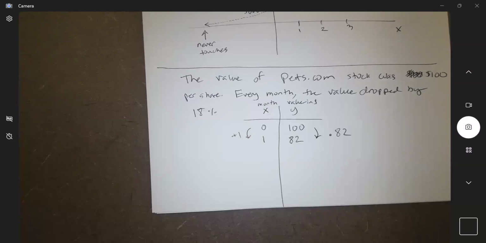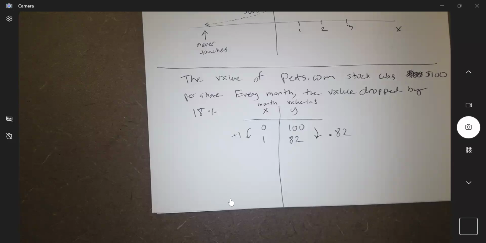Let me show you. All right, so we start with 100. And we said it decreases by 18%, right? It drops by 18%. So if I multiply by 0.18, that doesn't make any sense. That's not an 18% decrease. That's a giant decrease.